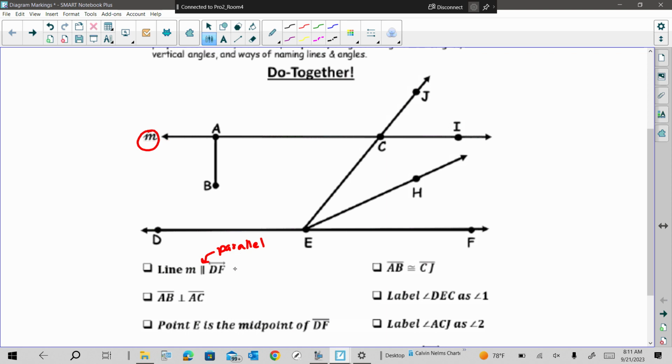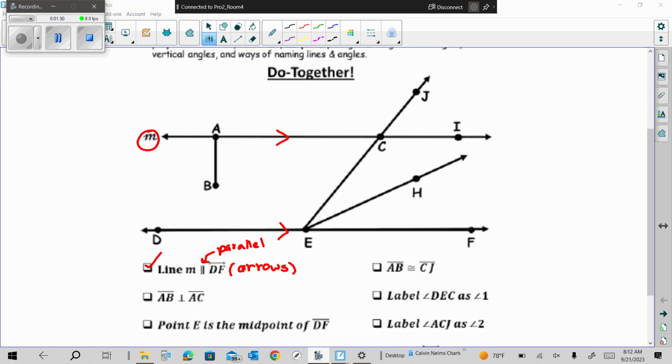To show parallel, guys, we have to mark the lines with arrows. Okay. So you would put an arrow on the top horizontal line and an arrow on the bottom horizontal line. So I did mine with red. Just pick a color you want to use, and we just indicate showing parallel with arrows. So there's the first one. Hold on just a second. I just realized I forgot to do it.